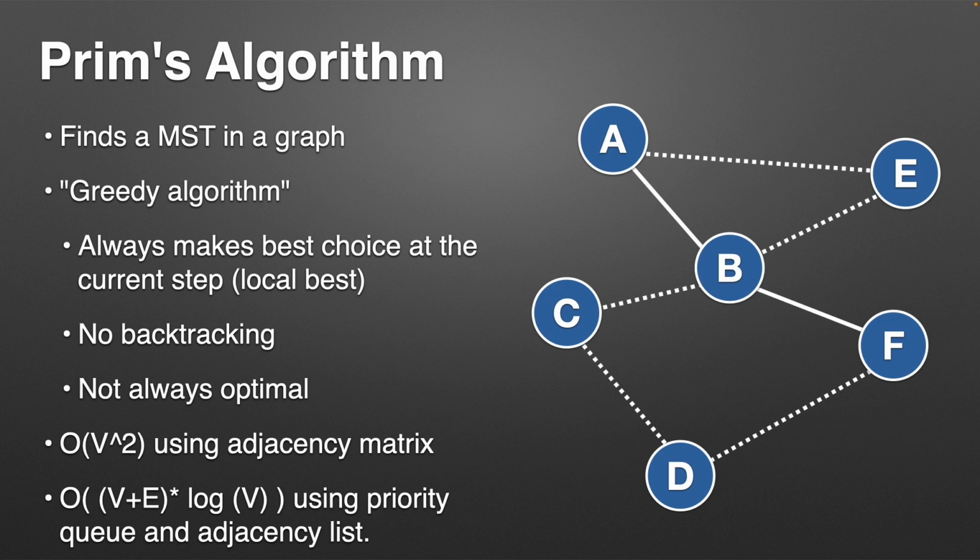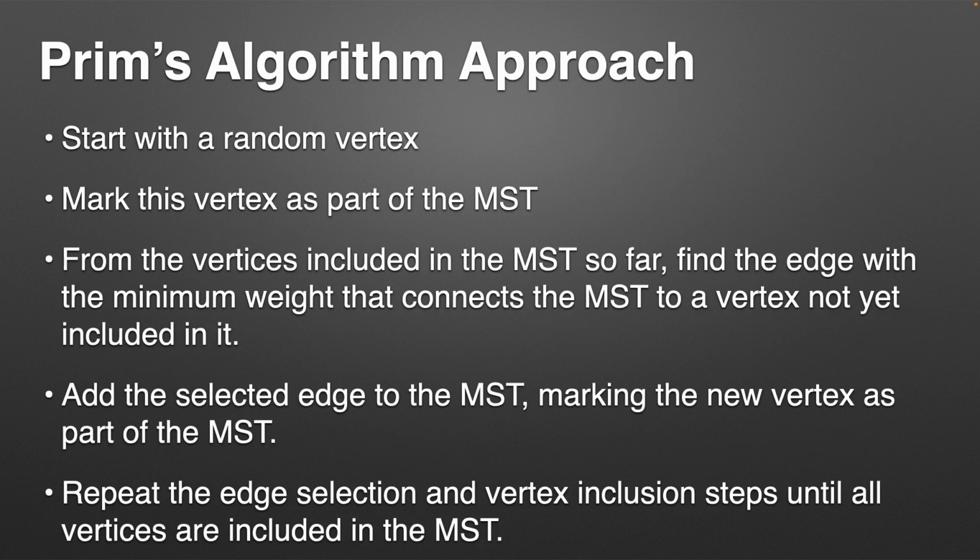So let's look at what Prim's algorithm actually does. The general approach is that you have a graph, and you pick a random vertex to start at, right? You mark that vertex as being part of your minimum spanning tree. And then you look at all of the vertices that you have marked already as part of that tree, which in this case is just the first one.